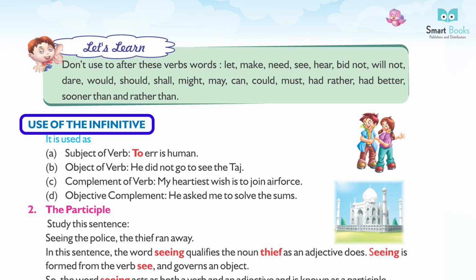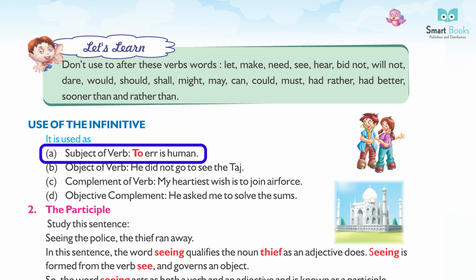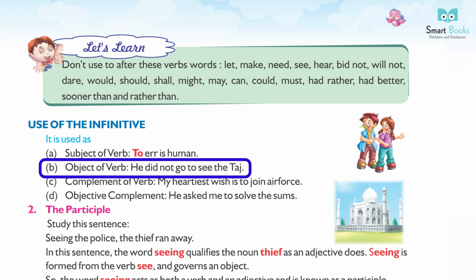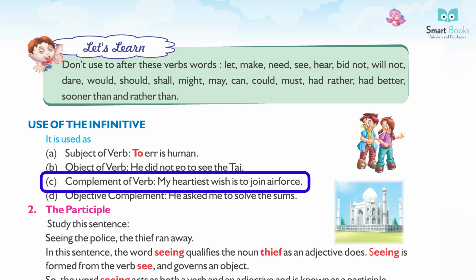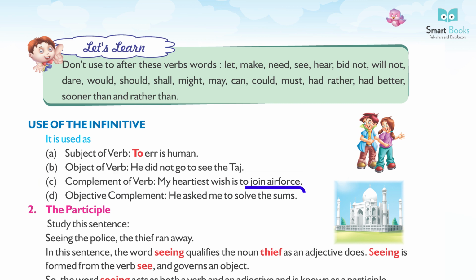Use of the infinitive: A. It is used as the subject of the verb: To err is human. B. Object of verb: He did not go to see the Taj. C. Complement of verb: My heartiest wish is to join the Air Force. D.